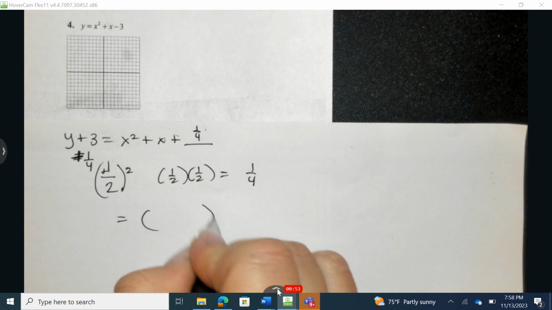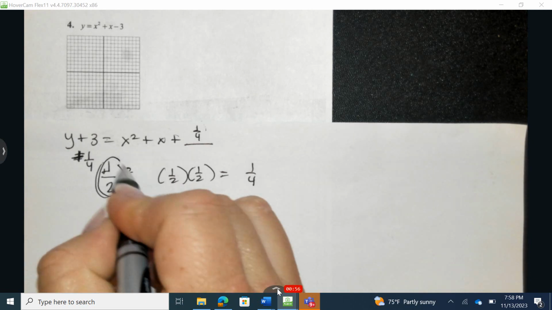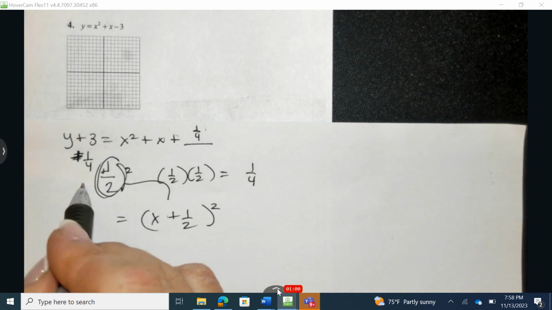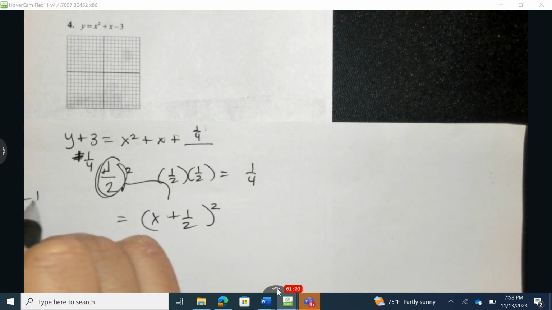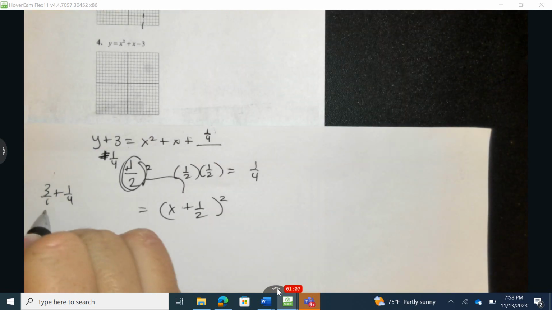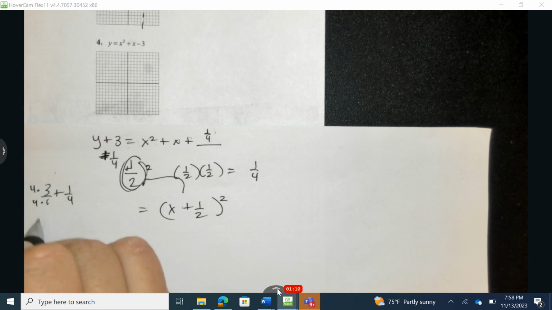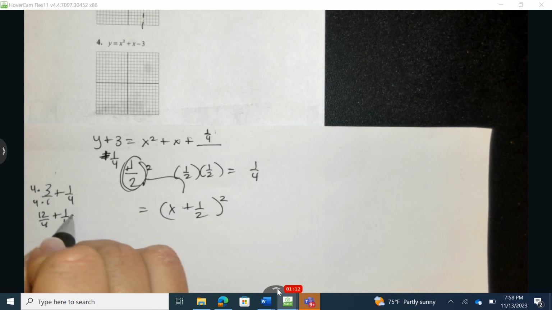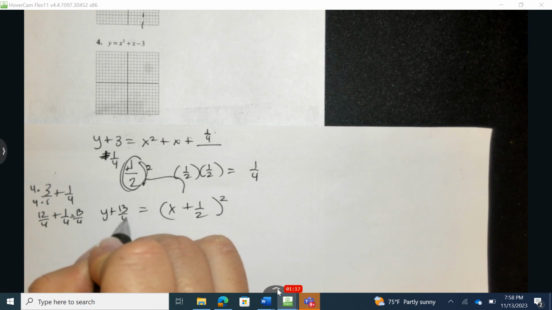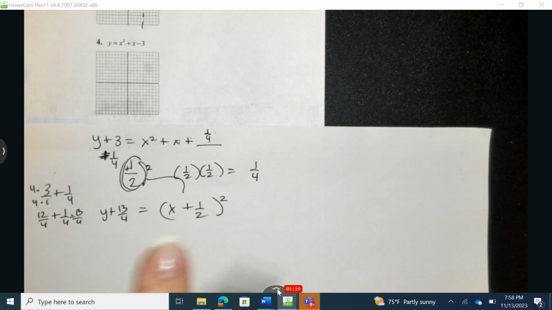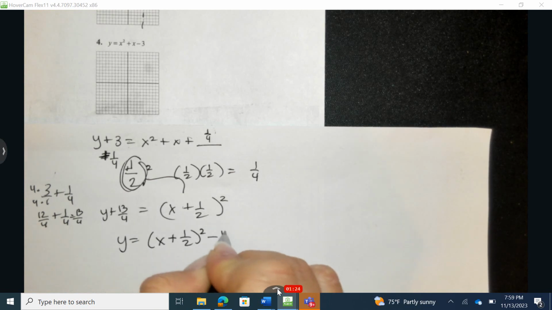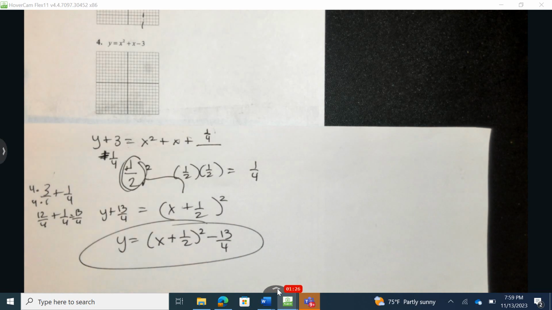So when I factor this, I have x, this is what goes in this position, plus 1/2 quantity squared. Now I need to combine a 3 and a 1/4. So 3 over 1 plus 1/4. Let's get a common denominator. Let me zoom this out so you can see. I'm going to go times 4 and times 4 to get 12 over 4 plus 1 over 4, which is 13 over 4. So this is y plus 13 over 4. Now I'm going to move 13 over 4 back to the opposite side. It is positive. When it moves over, we can see that it is then negative. This is in vertex form.